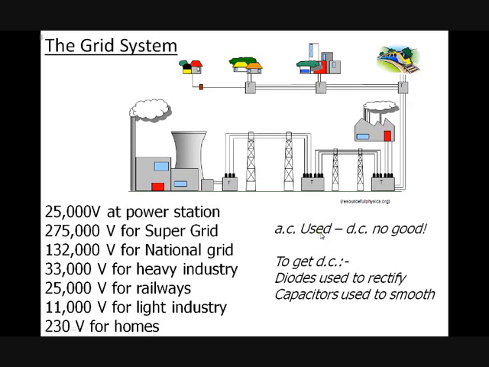AC, remember, has to be used for this whole system to work. The national grid relies on step-up and step-down transformers. AC has to be used for obvious reasons, but at home very often our devices need direct current. So to do that we use diodes to rectify, which means it converts AC to DC, making it only positive, and then capacitors are used to smooth it. Instead of having a changing direct current, we use capacitors to smooth it out.